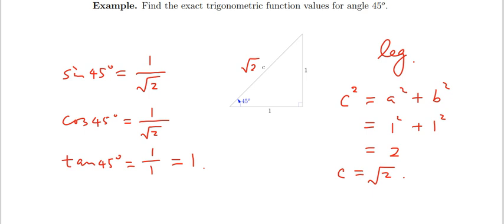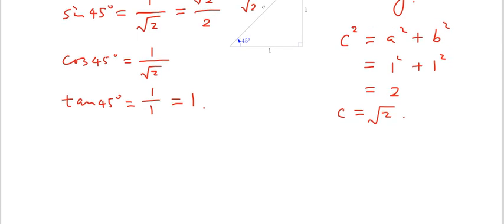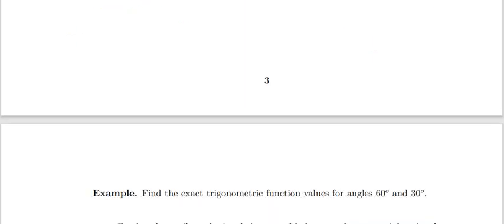1 over radical 2 is okay, but we always say we don't like a radical in the denominator. We want to rationalize the denominator. So sometimes we prefer to multiply by radical 2, right? So sine 45 is radical 2 over 2. Okay, so this is the 45 degree.